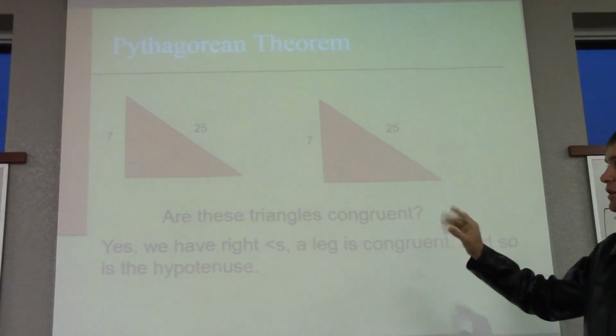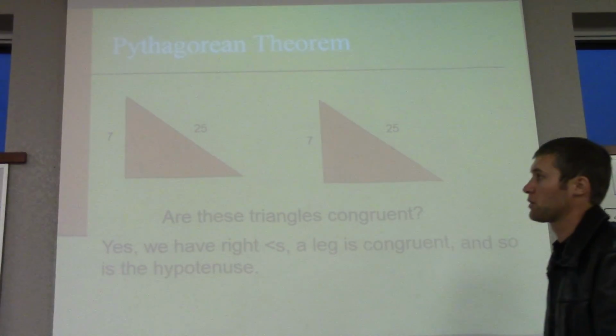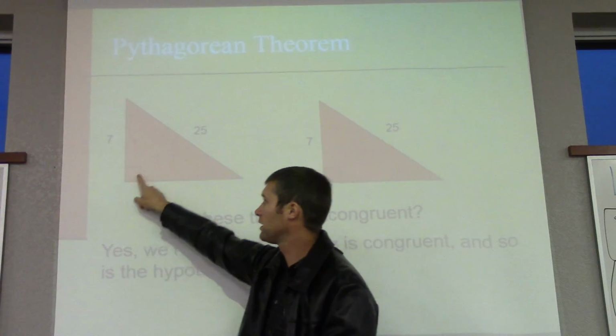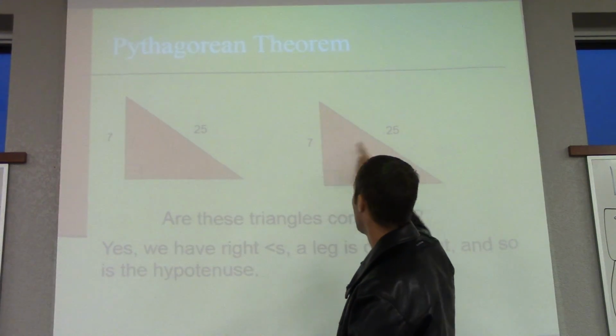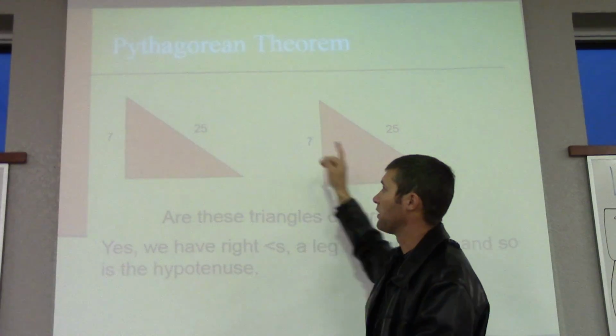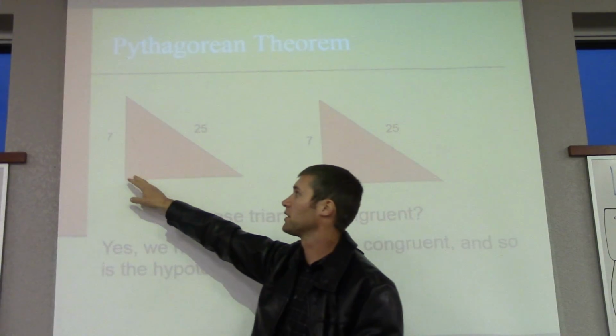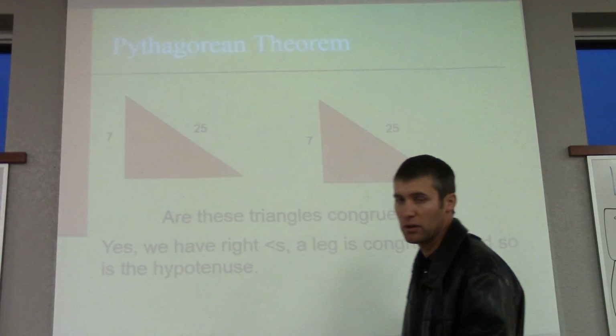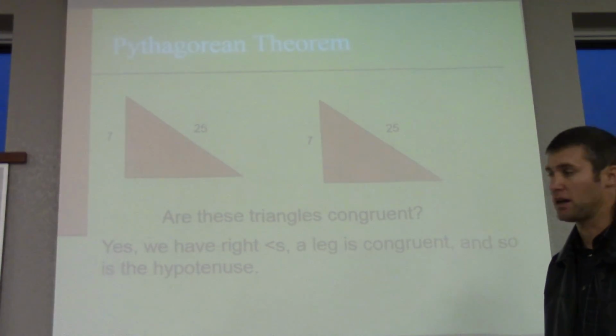So we come here. We want to look, are these two triangles congruent? Well, if you look at it, we have a right angle here. Then we look at the hypotenuse: 25, 25. So we have right angle, we have the hypotenuse congruent, and then we have a leg, 7 and 7. So that would be, yes, they're congruent by the hypotenuse leg theorem.